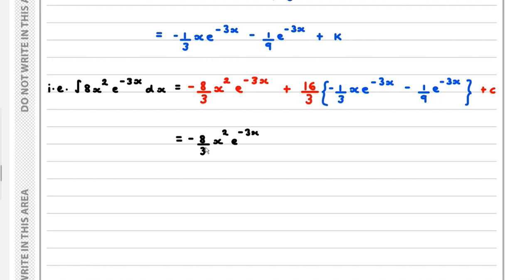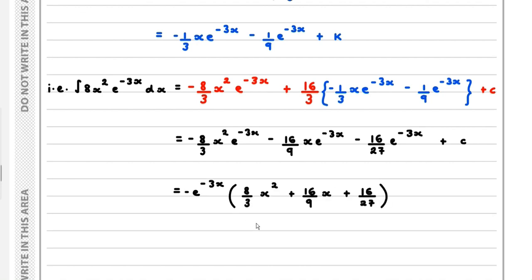So we've got negative 8/3 x squared e to the negative 3x, and then I need to multiply the blue bracket by 16/3. So we have negative 16/9 x e to the negative 3x, subtract 16/27 e to the negative 3x plus c. And if I factorise out a negative e to the negative 3x, inside the bracket we've got 8/3 x squared plus 16/9 x plus 16/27, plus the constant of integration c.